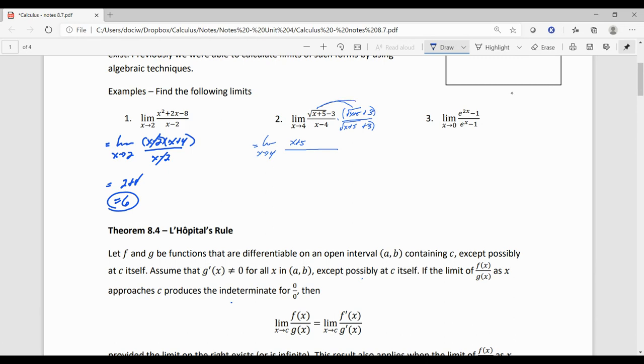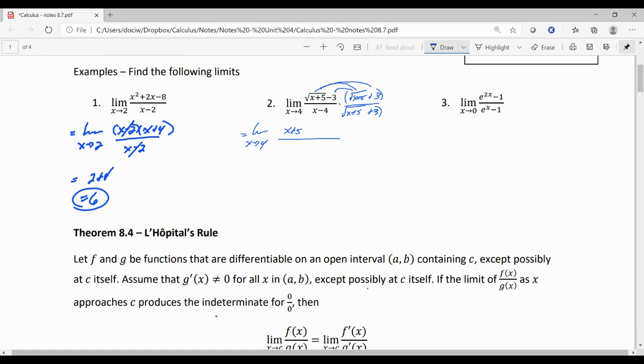Plus 3 times the radical minus 3 times the radical. Those are going to cancel, and then minus 9. And notice that that numerator, 5 minus 9, is negative 4, so our numerator is x minus 4. Our denominator still has the factor of x minus 4, and it's now multiplied by the square root of x plus 5 plus 3. Okay?